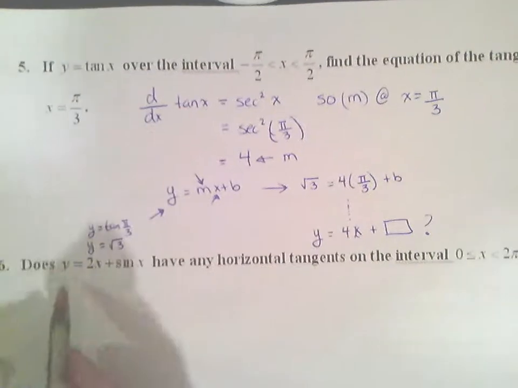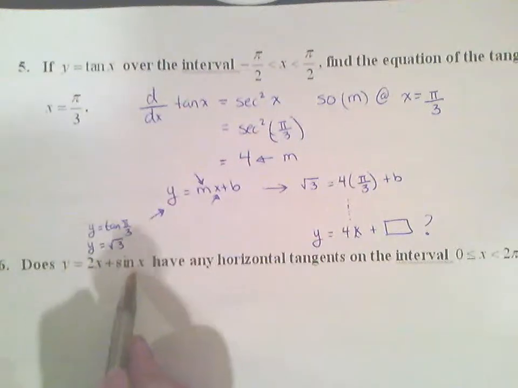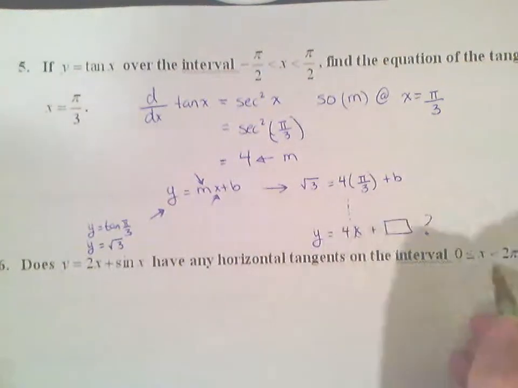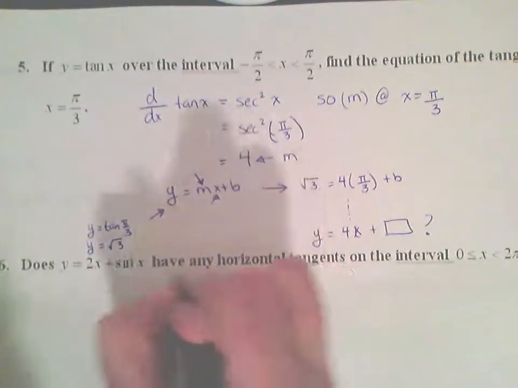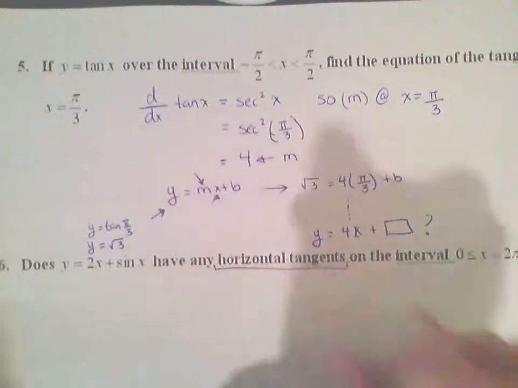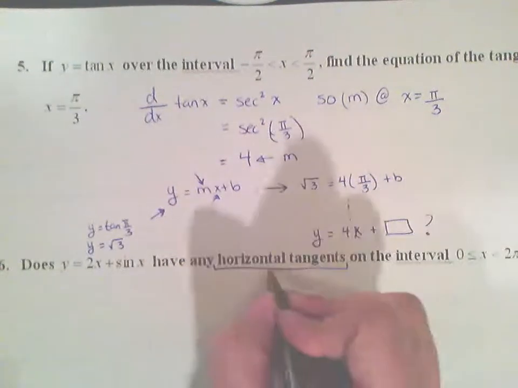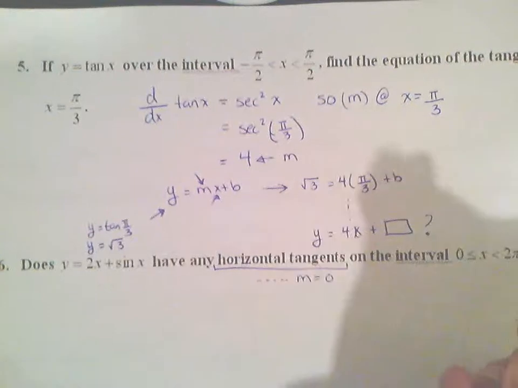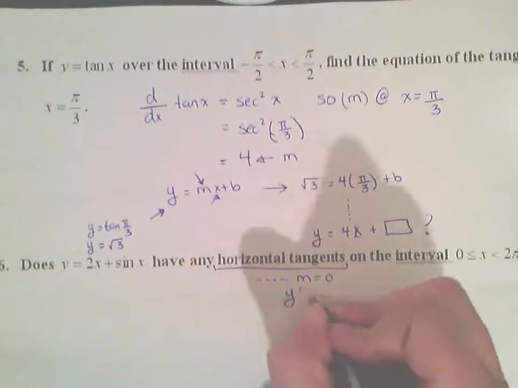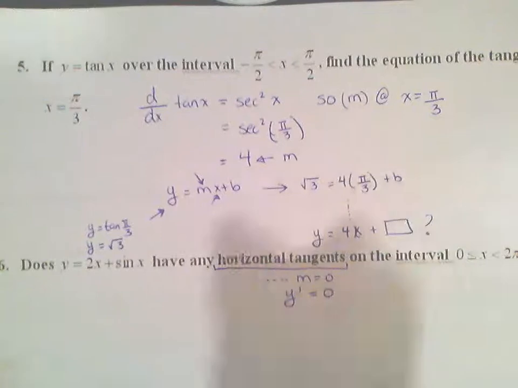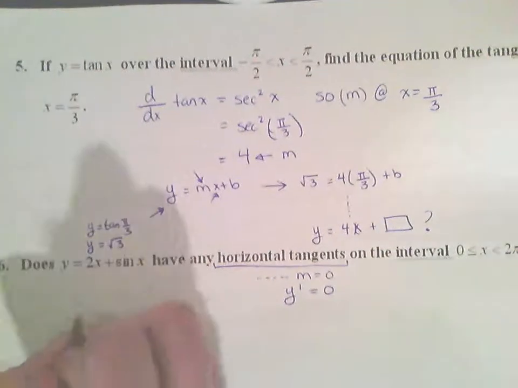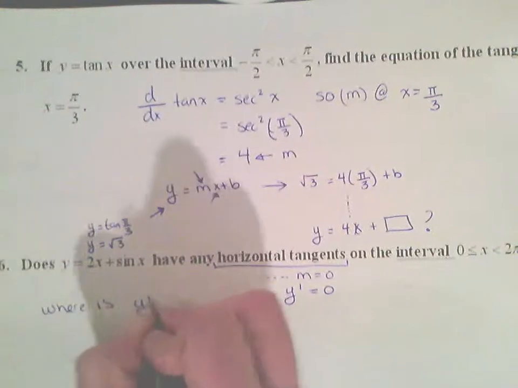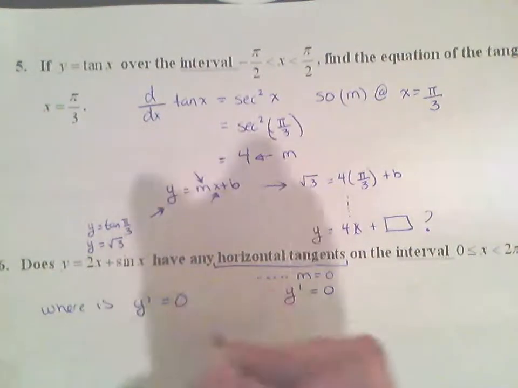All right. Next problem, does y equals 2x plus sine of x have any horizontal tangents on this interval? So remember, whenever it's asking, does it have any horizontal tangents? Horizontal tangents is when m is 0, aka it's when the derivative is 0. So we want to figure out where y prime is 0.